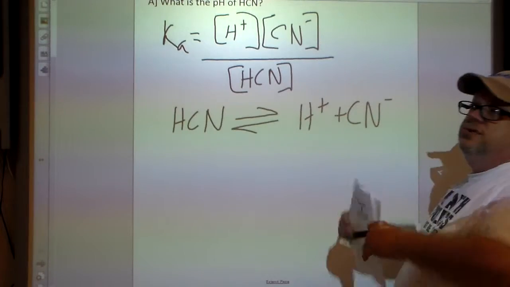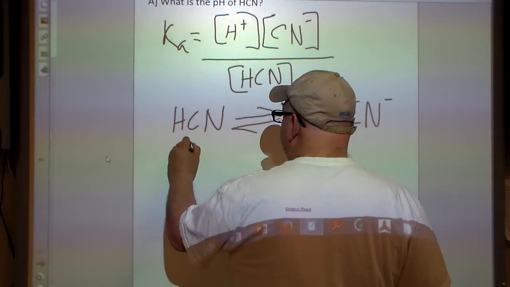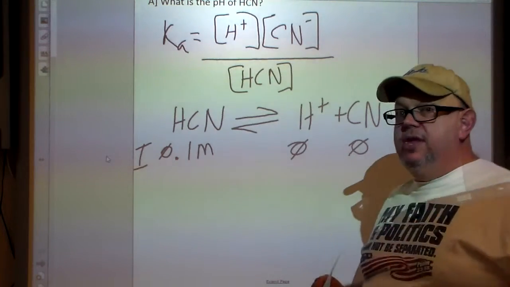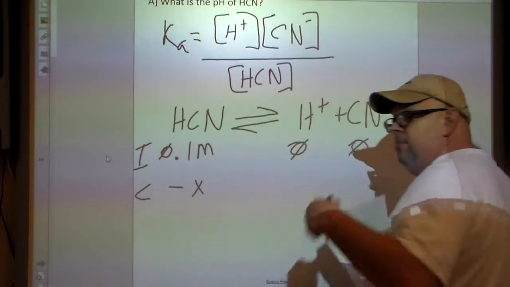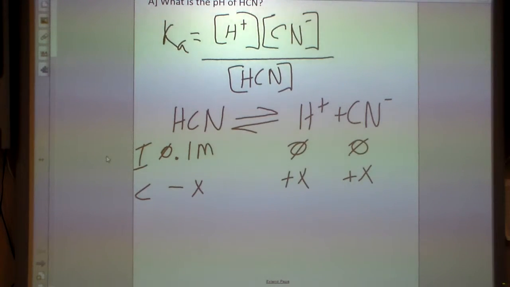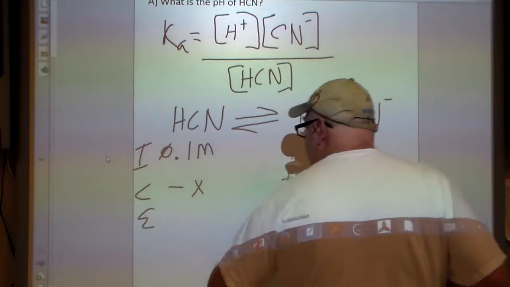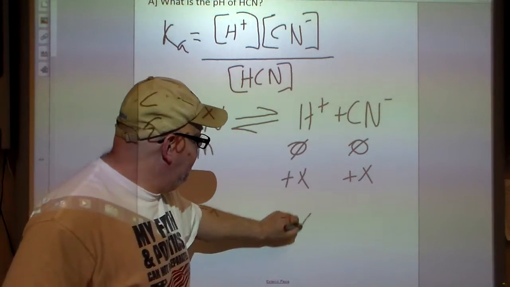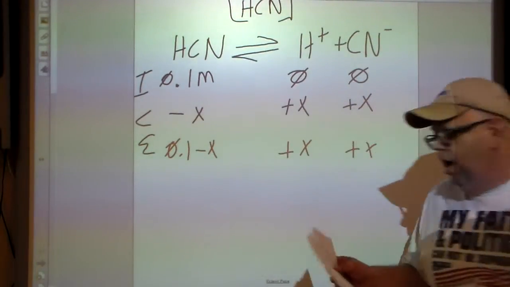Now we can use the ICE table and say, well, we started out with 0.1 molar, that's our initial. We have 0 and 0 here because nothing has dissociated. Then we have a change. That change is going to be a minus x, we don't know how much, and here it's going to be plus x, plus x. What is lost here will be gained on this side. So at equilibrium, we're going to have 0.1 minus x, plus x, plus x. This should be a simple review for you guys.